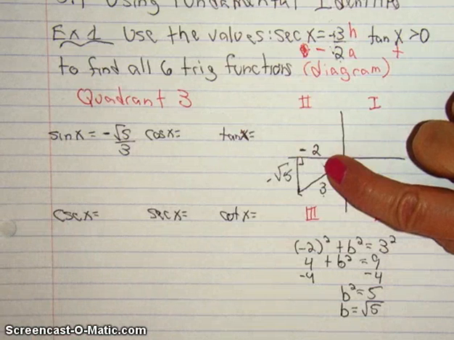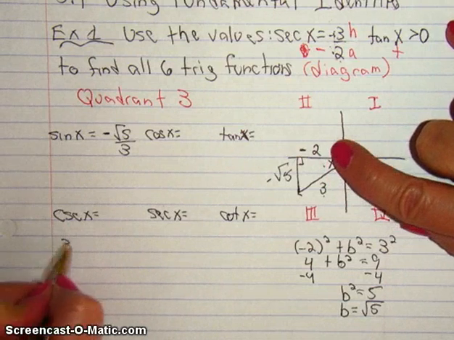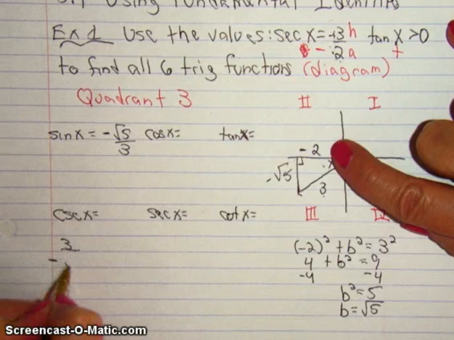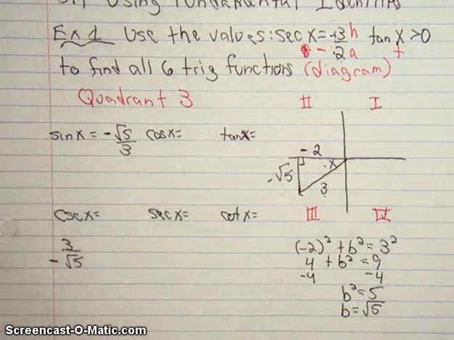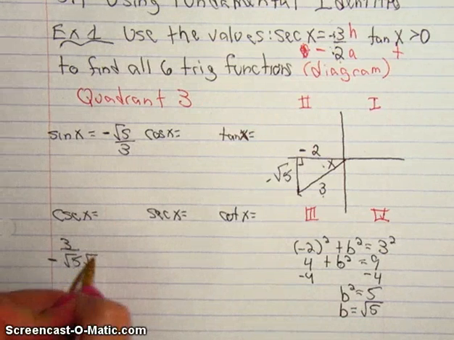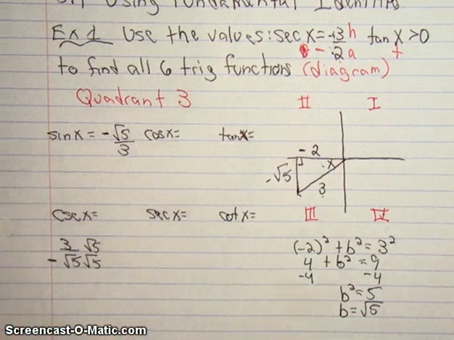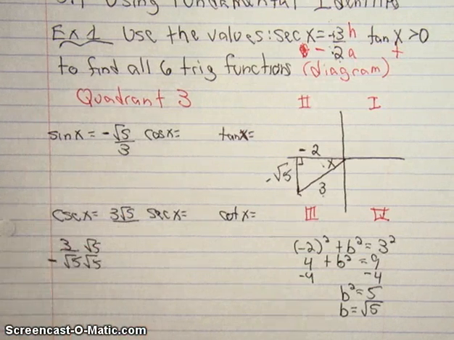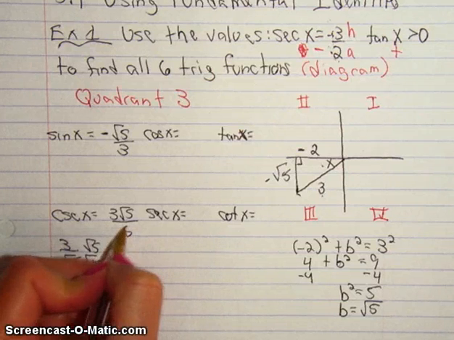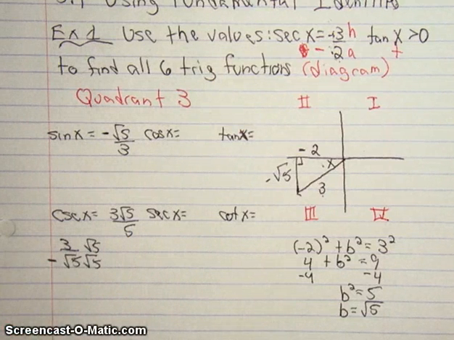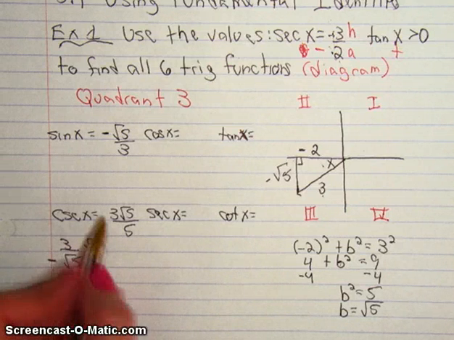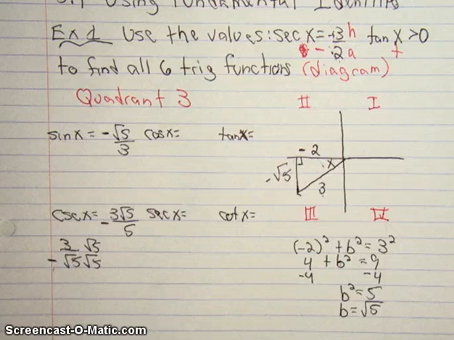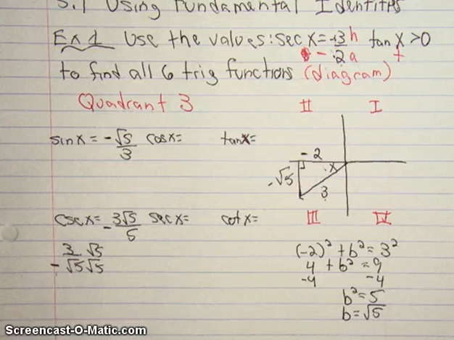Now, for cosecant, we have to flip it over. So 3 over negative square root of 5. Is that allowed, guys? No. So let's rationalize. And so we get 3 root 5 over 5. Now, did I go too fast? Everybody remember how to rationalize? And don't forget, I have a negative on the bottom. You can leave it on the bottom, or you can put it out in front. It doesn't matter. Or you can put it on the top. Okay, good job, Miss Hannah.